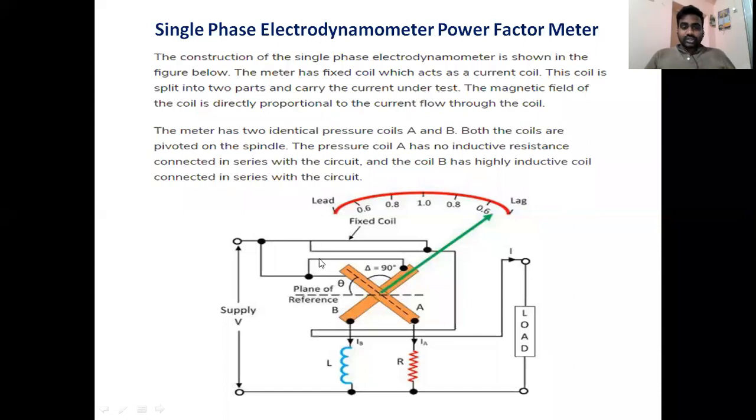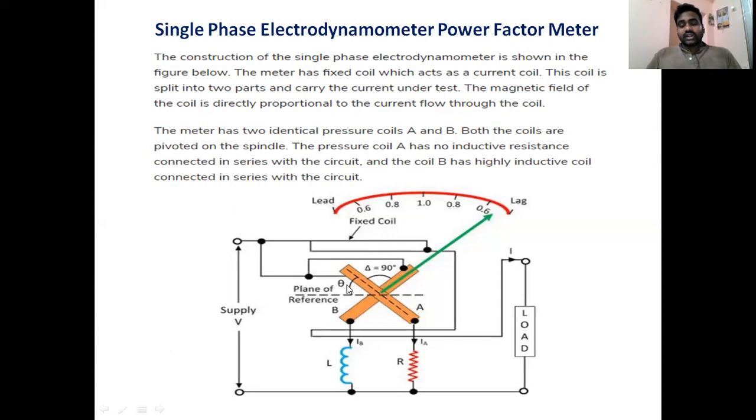The entire single phase electrodynamometer type power factor meter contains a fixed coil. This fixed coil will carry current, and with the help of that current we will measure power factor. How we are going to measure, we will see in our working analysis. First we are discussing construction.